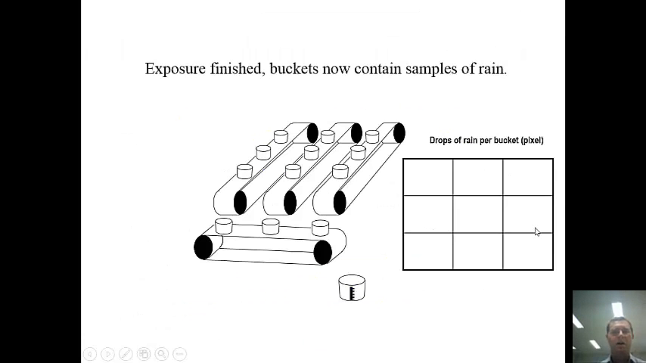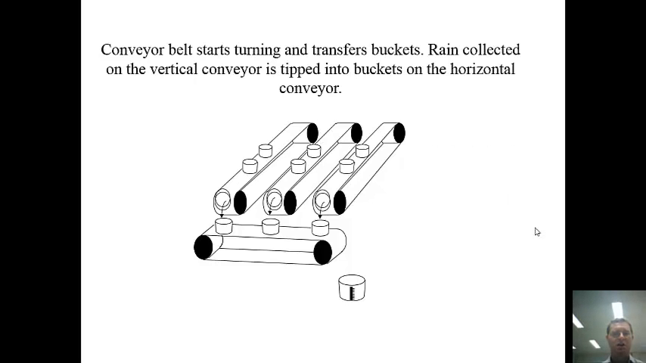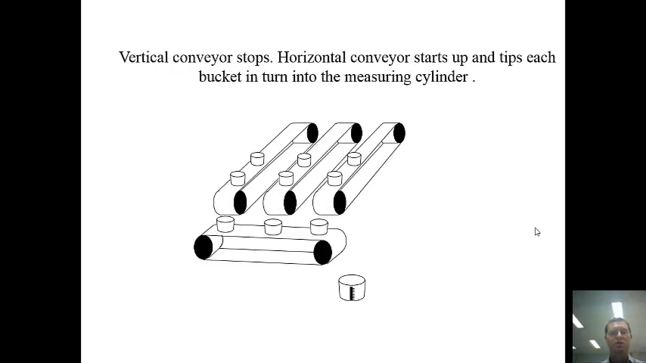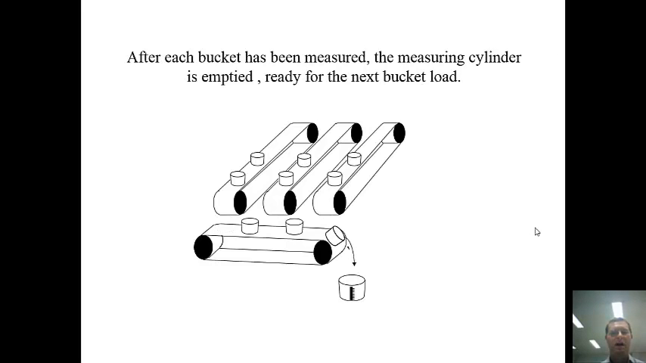So here we have the exposure is finished, and the buckets now contain some samples of rain. What I'm going to do is slowly bring those conveyor belts and bring the rain across onto a vertical conveyor, and it tips the buckets onto the horizontal conveyor. Then from there I'm able to stop and wait, and each bucket will be going to a measuring device, the measuring cylinder. So I know exactly how much charge is from every single one of those pixels, and that tells me how many photons fell on that pixel.